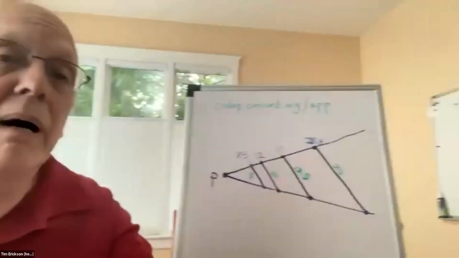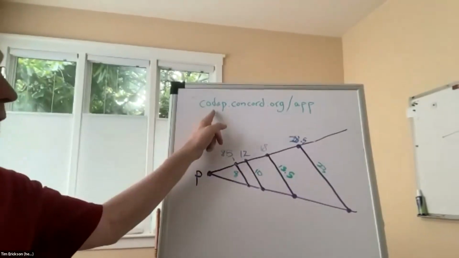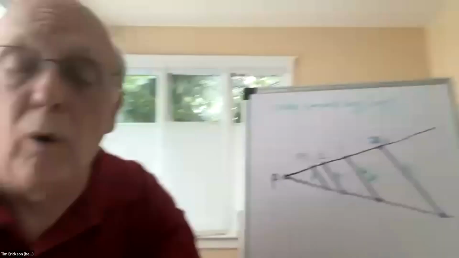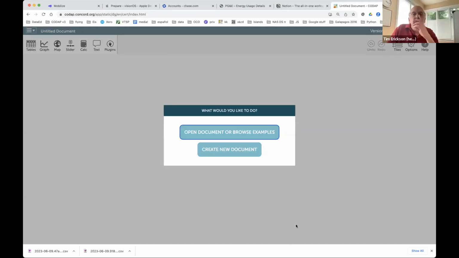Now, just to remind you, if you just joined us, codap.concord.org/app. Or if you Google CODAP, C-O-D-A-P. Oh, yes, and Pip has just put the full URL in the chat, which is fantastic. So I'm going to share my screen and show you what it looks like. So this is what a CODAP screen looks like when you first enter the app. And it says open document or browse examples, create new document.